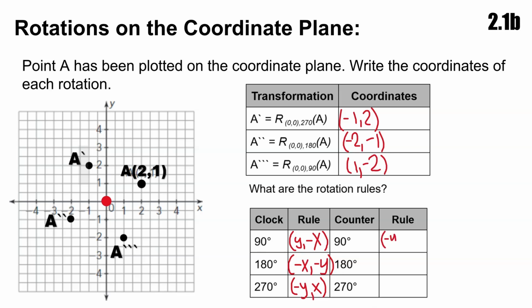The rule for 90-degree counterclockwise rotations is -y, x. The rule for 180-degree counterclockwise rotations is -x, -y. The rule for 270-degree counterclockwise rotations is y, -x.